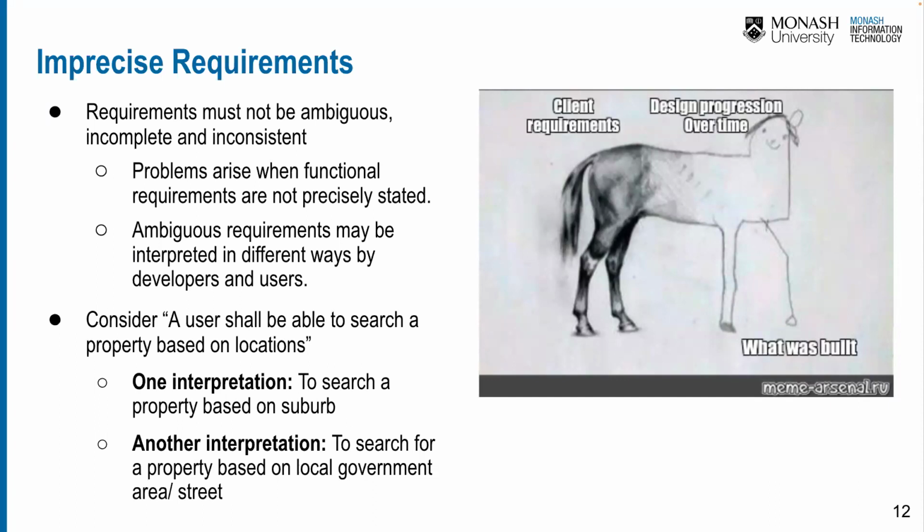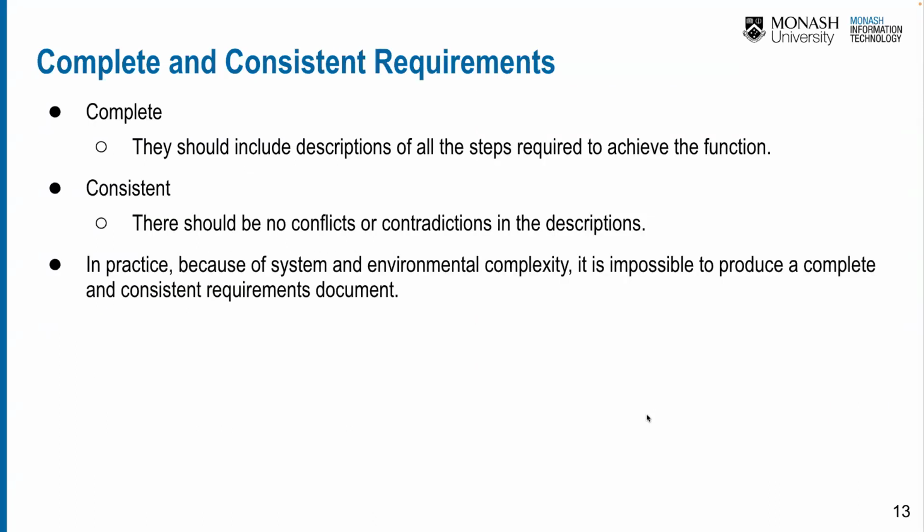Is it based on the country? Is it based on the state, right? What do you mean by the location, or just the road, or street? So there are many interpretations when it is unclear like this. It is very hard for developers to implement this feature, right? So that's unclear. So you should try to make it complete and make it consistent and clear as much as possible.